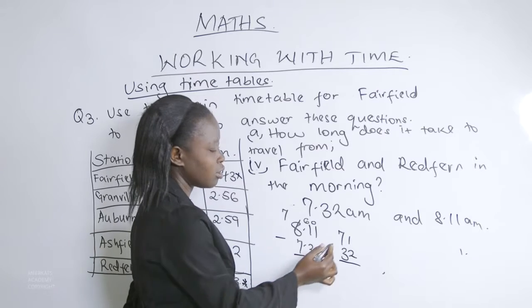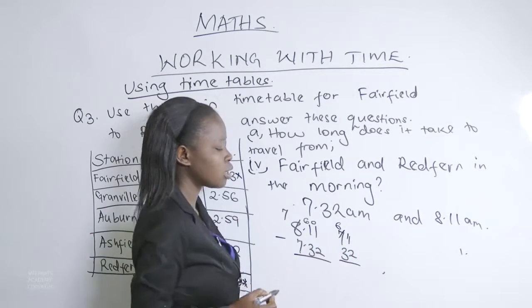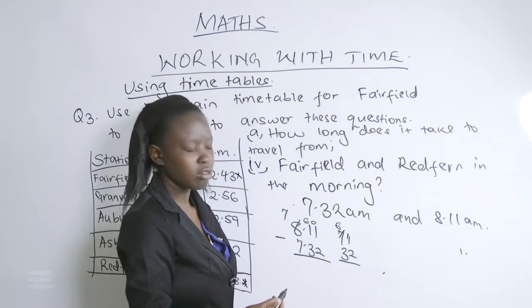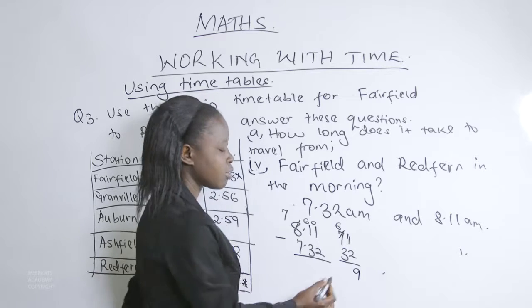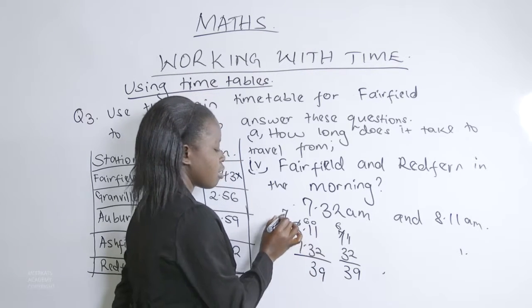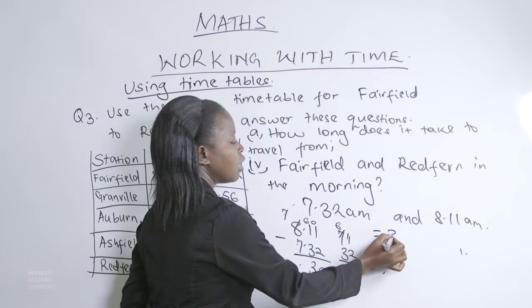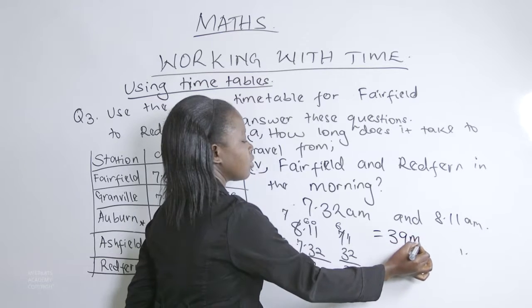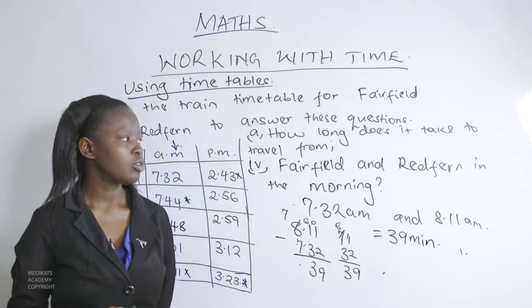71 minus 32, borrowing 1 from 7, so that I'm left with 6 to make this one 11. 11 minus 2 is 9. Then 6 minus 3 is 3. So we have 39 minutes. 7 minus 7 is 0. So we discovered that in the morning, this train will take 39 minutes to travel from Fairfield to Redfern.